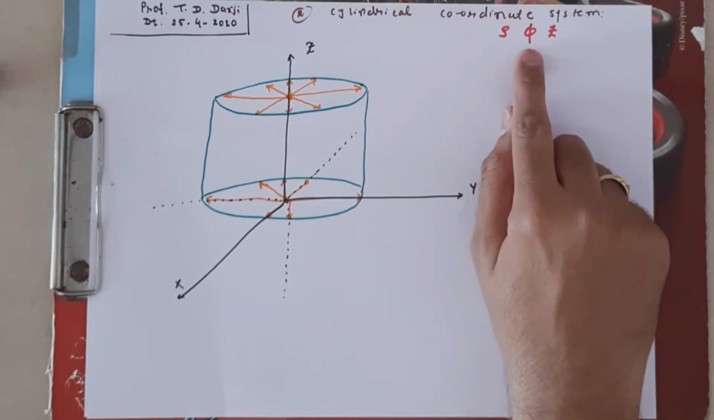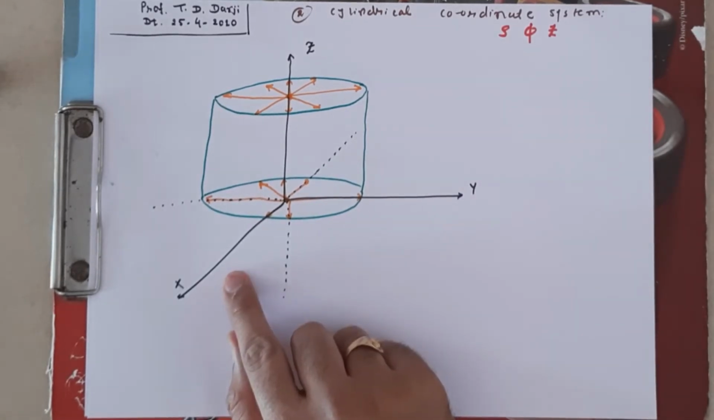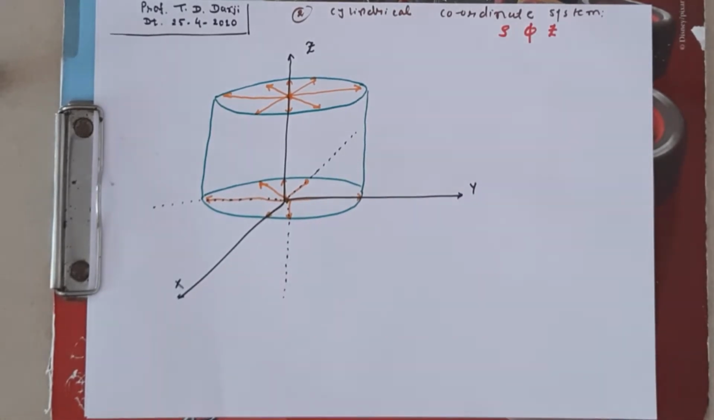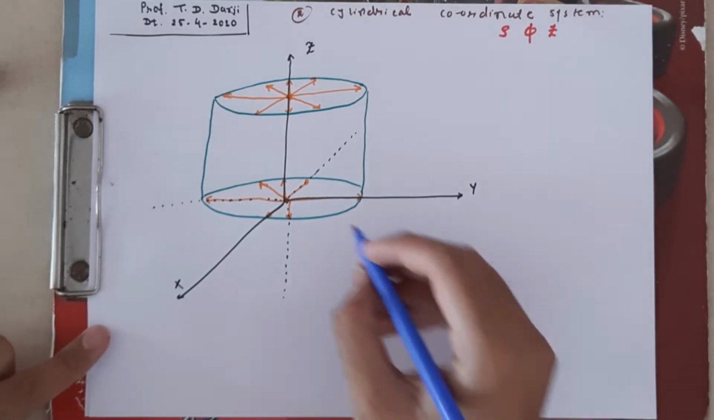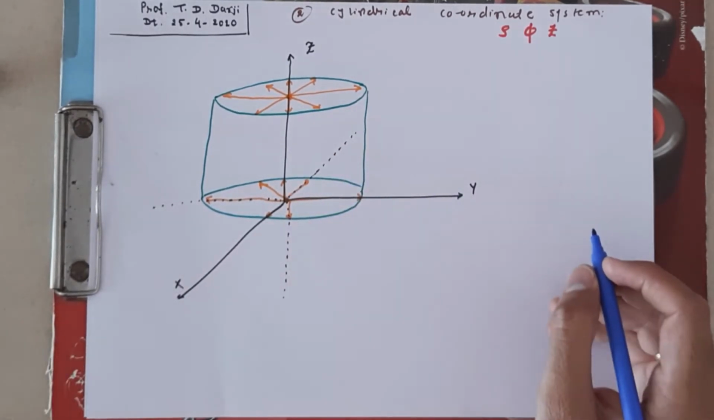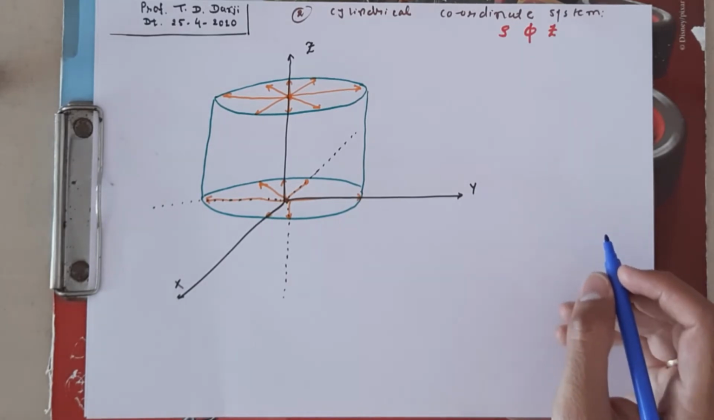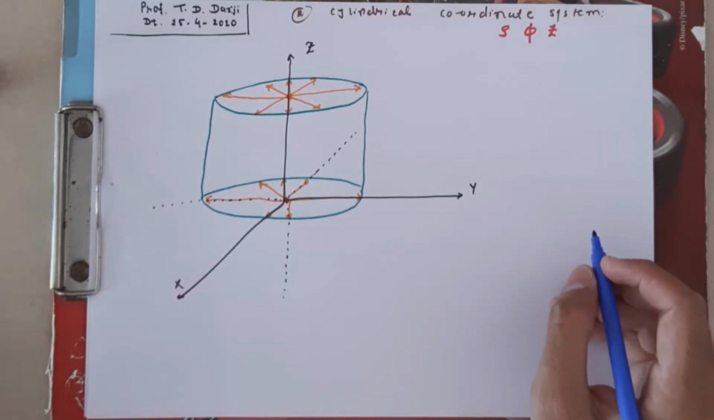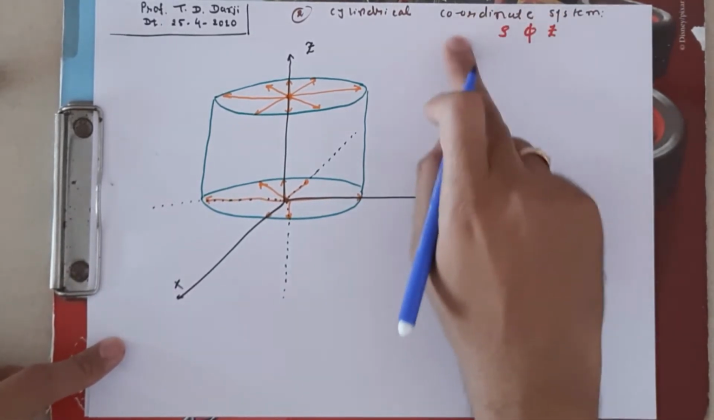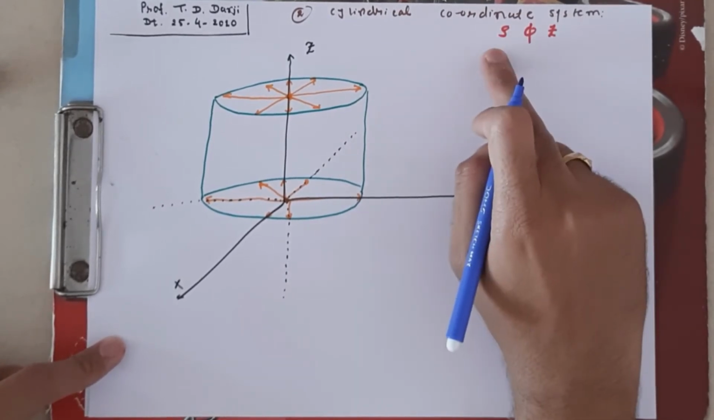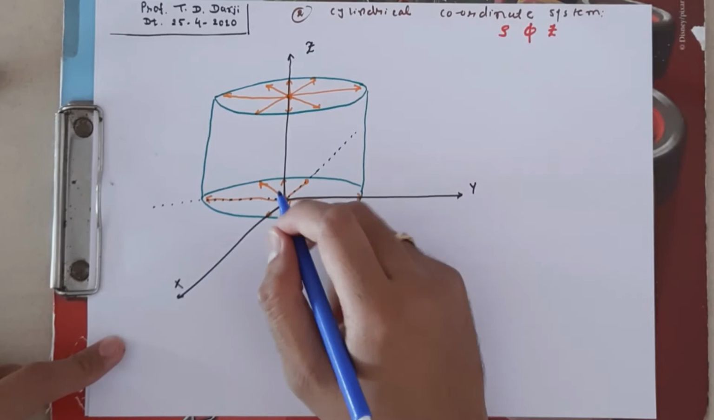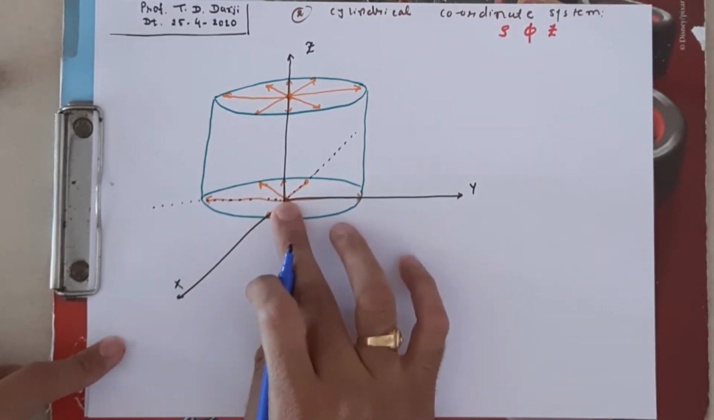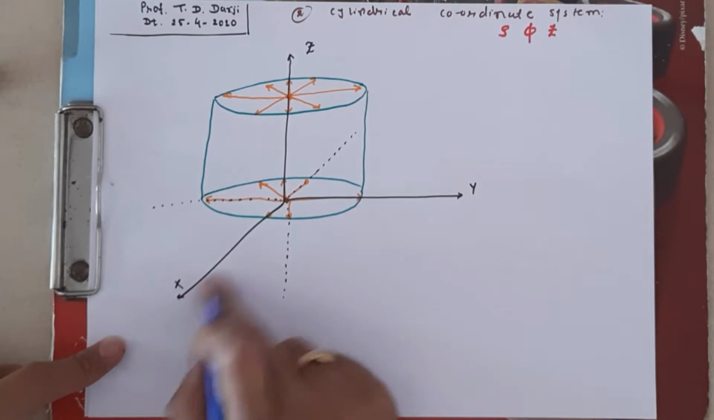Now the second thing is phi. What is phi? Phi is the angle measured with respect to the x-axis. Suppose I draw one line. After that we will take one example with one point, and discuss how to represent that point in the cylindrical coordinate system. First of all, we have to clear the idea about rho, phi, and z. Rho is the radius of the circle. Phi is the angle between our desired point and the x-axis.